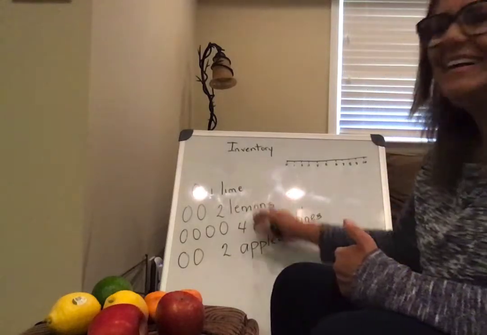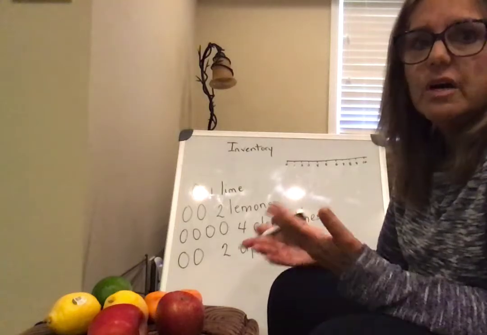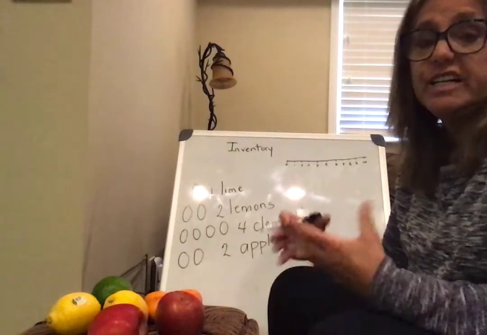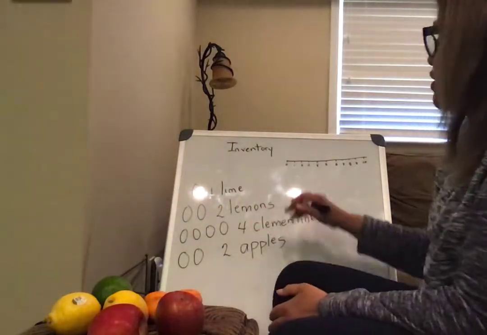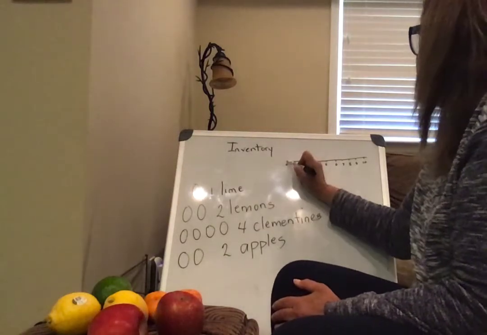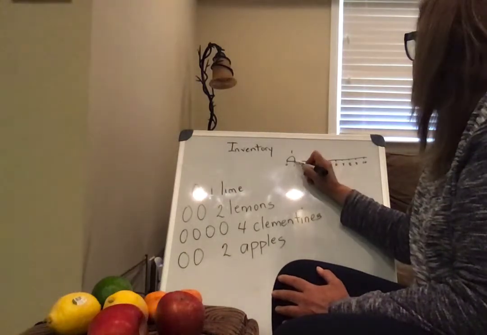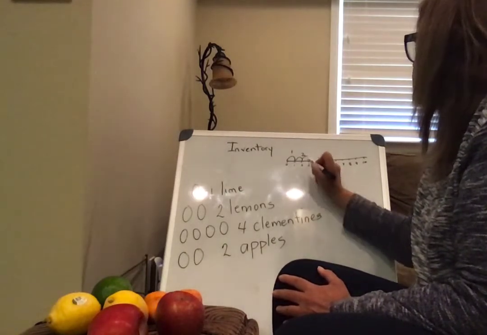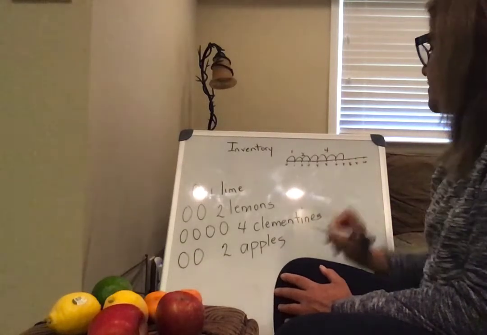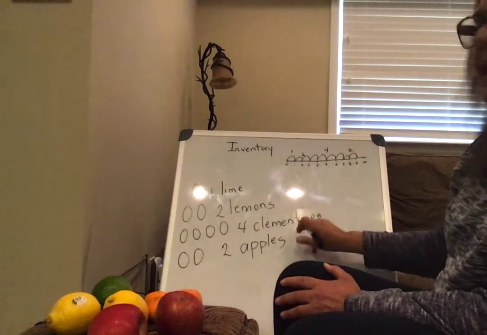Now I know how many of each I have, but how many do I have all together? We're going to add, we're going to join, because we're making a collection. It's going to be more, right? I can use my number line, remember? I can jump once for the lime, and 2 jumps for the lemons. And 1, 2, 3, 4 jumps for the clementines. And 1, 2 jumps for the apples.